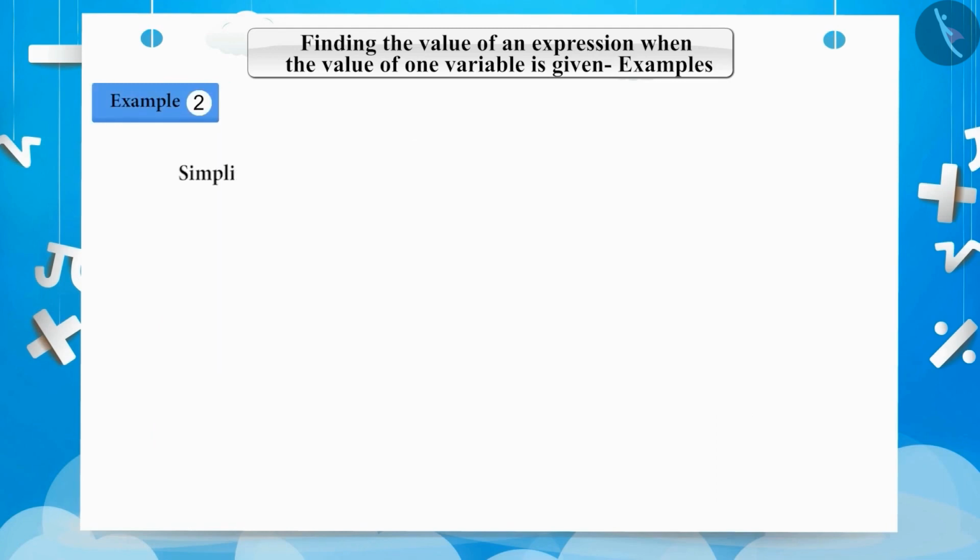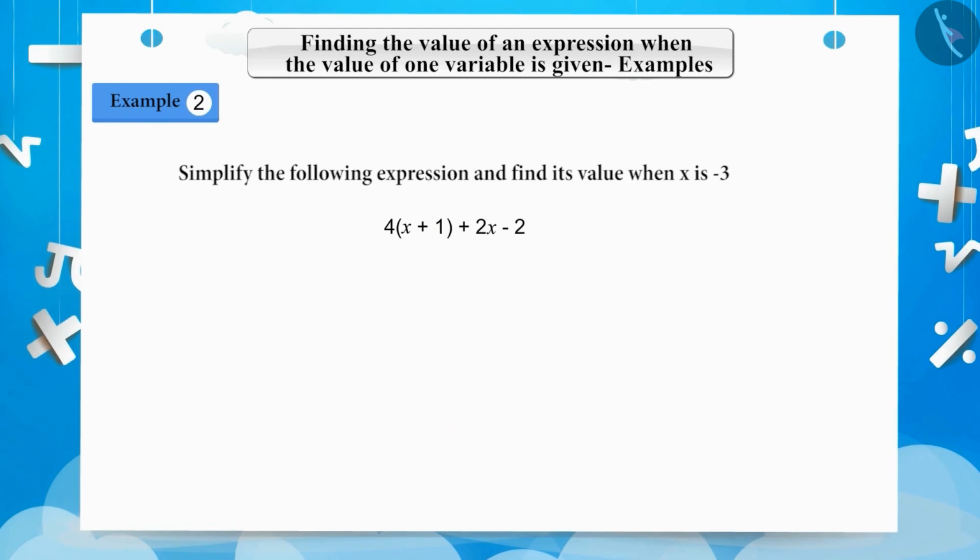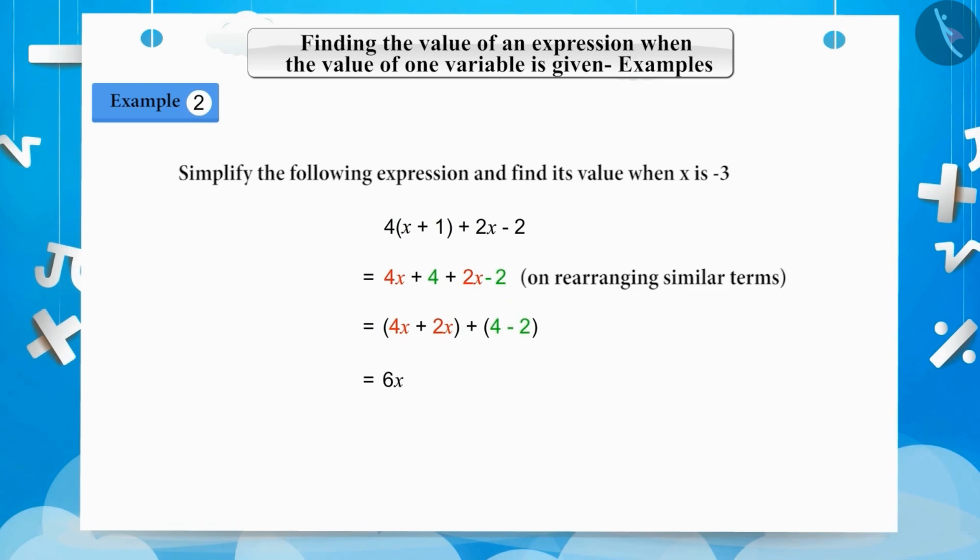Example 2. Simplify the following expression and find its value when the value of x is minus 3. 4, x plus 1, plus 2x minus 2. By simplifying this expression, we get 4x plus 4 plus 2x minus 2. By rearranging similar terms, we get 4x plus 2x plus 4 minus 2. By solving similar terms, we get 6x plus 2.